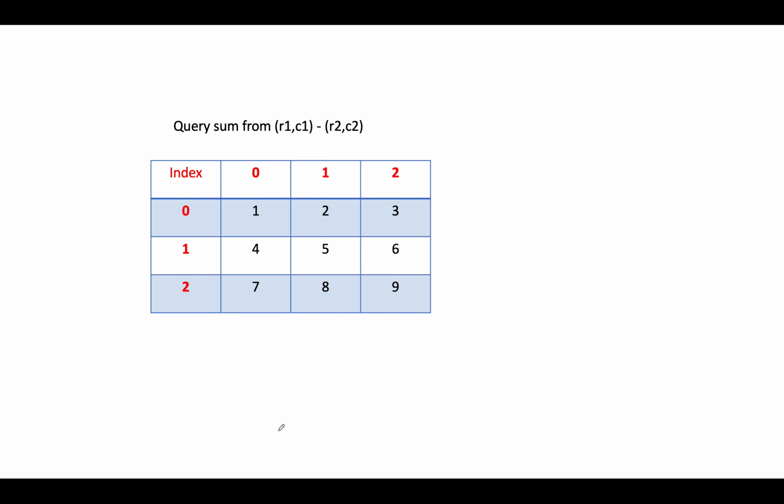The question says that we are given a matrix and we need to compute the sum of numbers starting from R1 C1 to R2 C2. For example, the sum of this complete block would be 5 plus 6, 8 plus 7, 17 plus 11 is 28. And there will be multiple queries for which you need to calculate this sum, and you need to do it in the best optimized time.